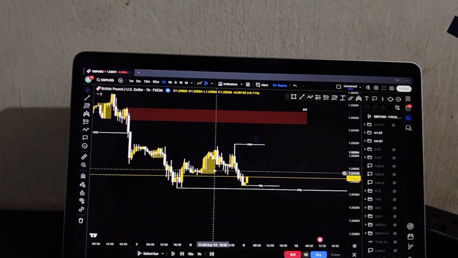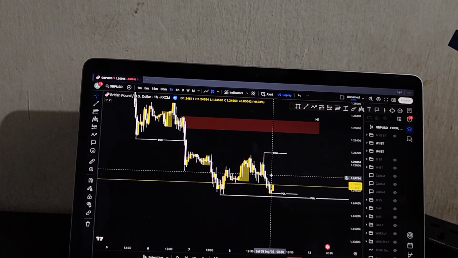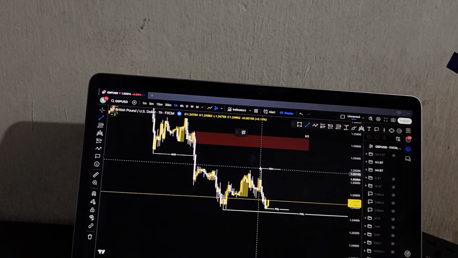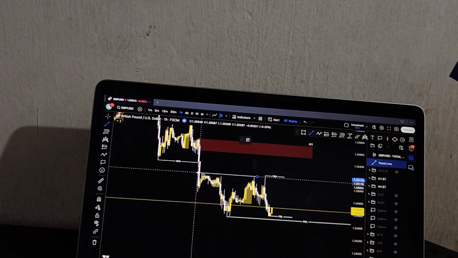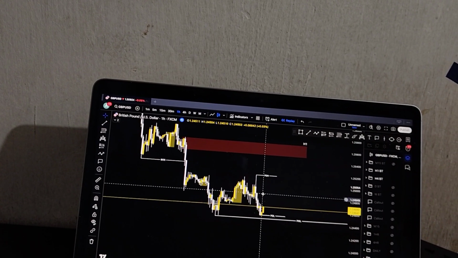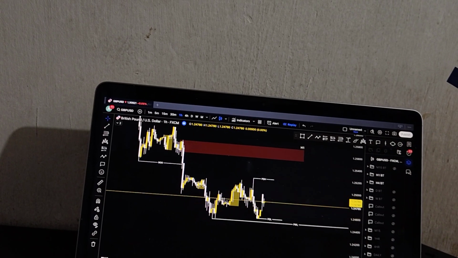And also here on Friday we can see there was no supply zone here, and this previous daily high has swept all of this liquidity. So also this trade was literally based on a liquidity sweep. Let me show you why.